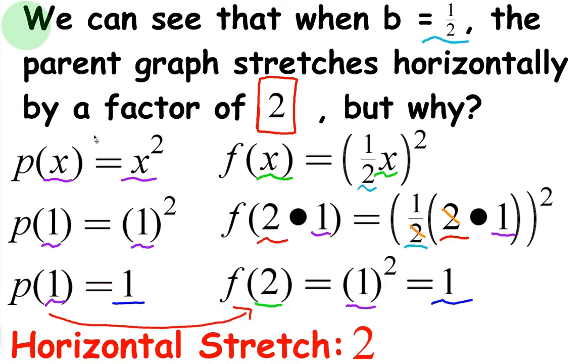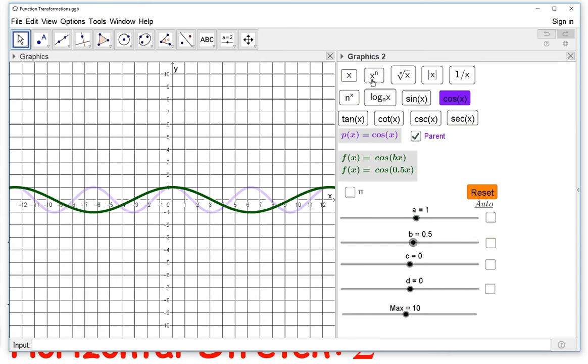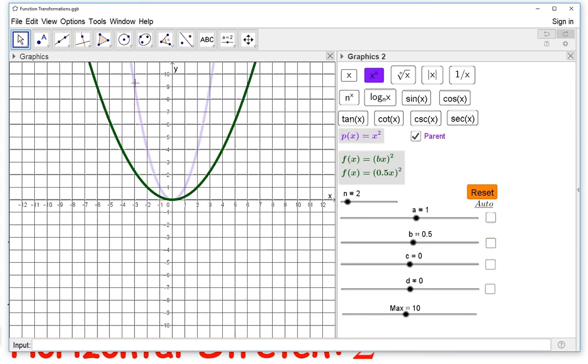But why? We can see that when b is equal to 1/2, the parent graph stretches horizontally by a factor of 2. Okay, but why? So it actually does do by a factor of 2. We can see that with our quadratic function. P of 1 is equal to 1. In order to achieve the same y value, we have to multiply that x by 2.